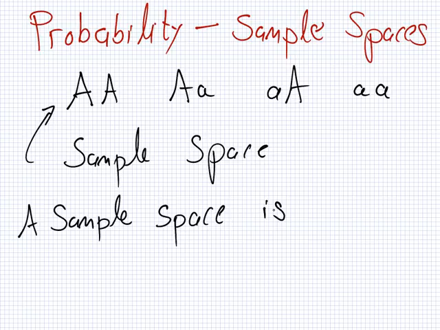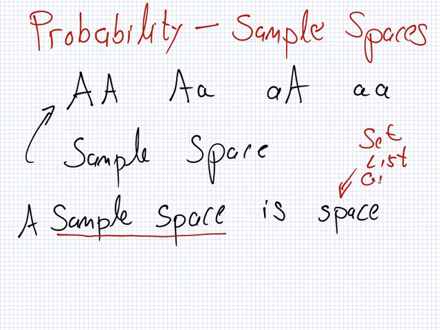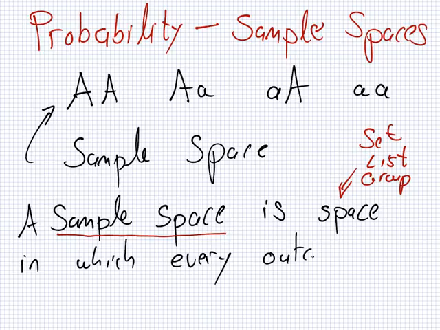Now, I know it's not great to use the same word in the definition, but I'm using it differently the second time. So the first time I mentioned space, I'm using it together with sample space, and here I'm using space as a general term, like for example, set or list or group. So a sample space is a space in which every outcome is given.